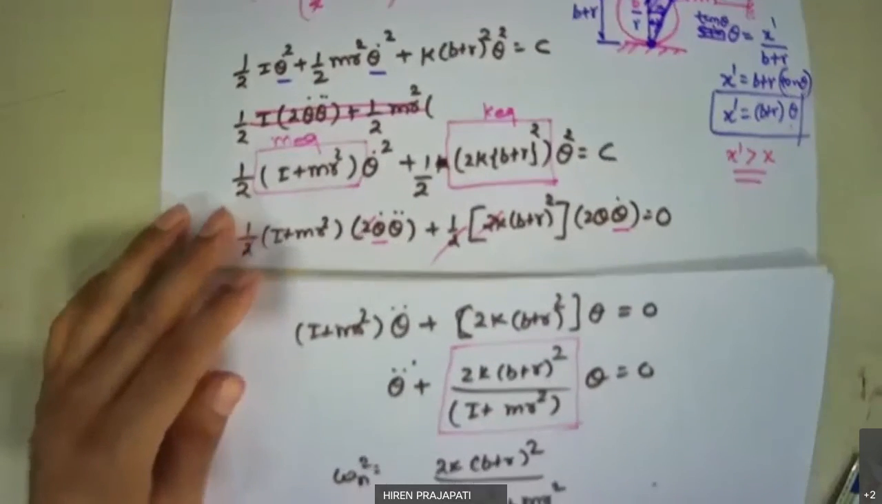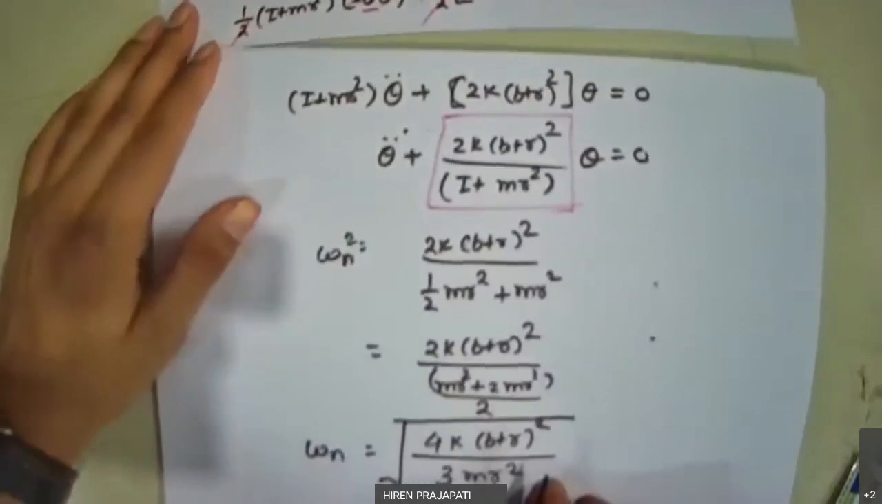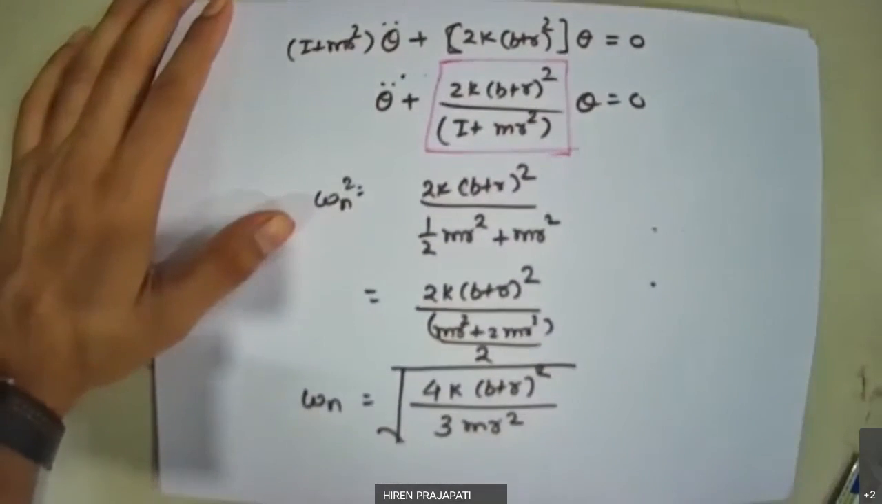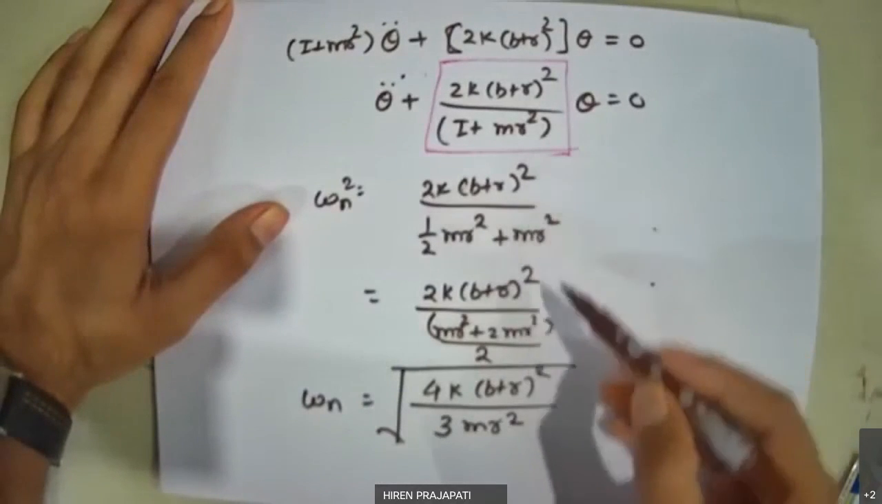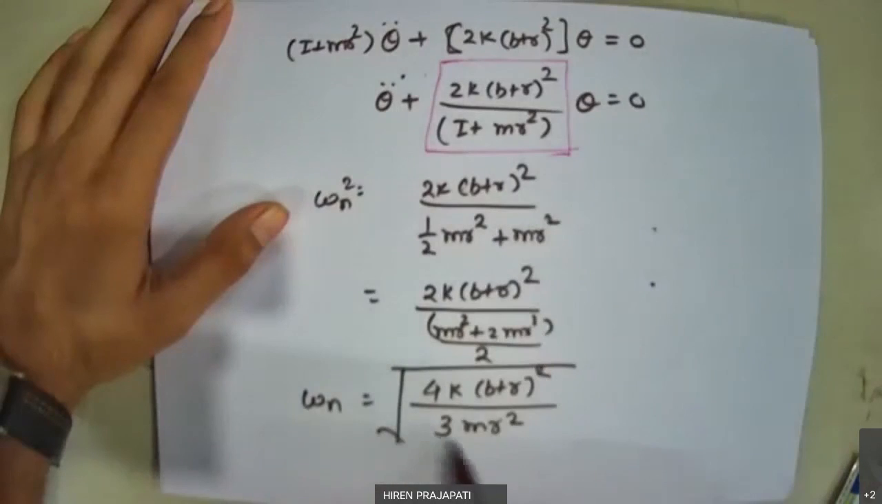So this is our final equation, we can say, for the natural frequency. I forgot to scroll this page. So this is what we got: omega n square, and then finally we got omega n.